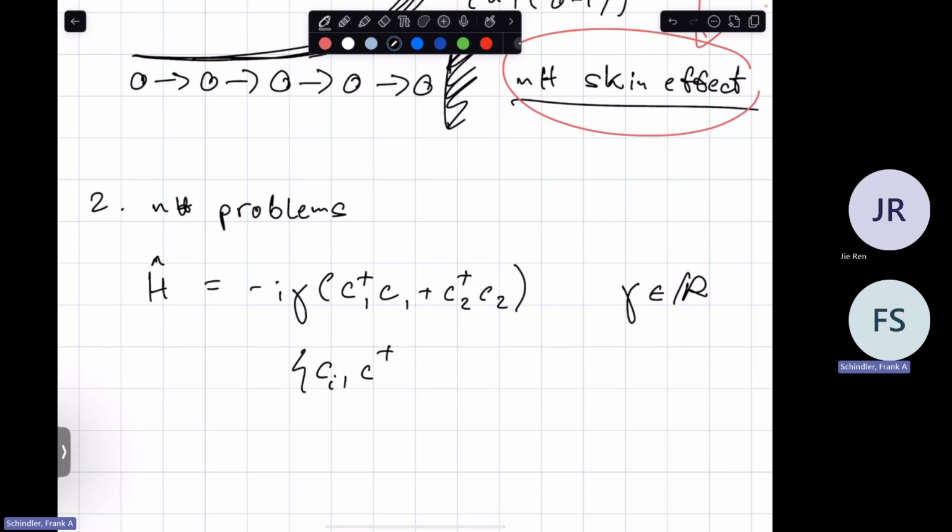So {C_i, C_j dagger} is delta ij. They satisfy these canonical anti-commutation relations. And {C_i, C_j} is 0. And the reason I want to do that is that even for a non-interacting model, it is at our own peril that we neglect the many-body perspective.